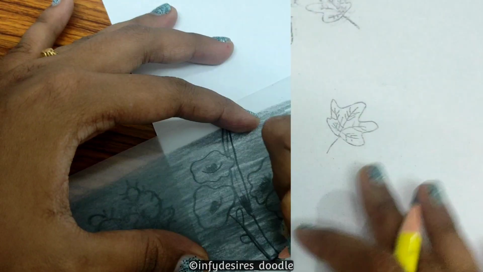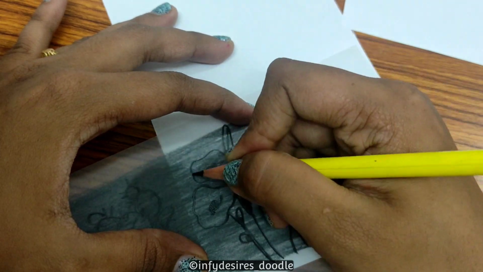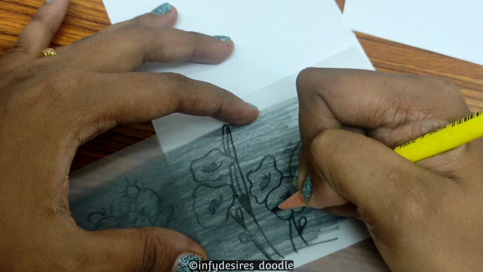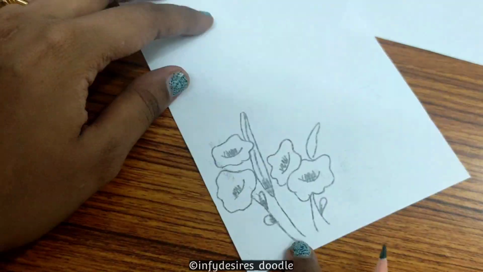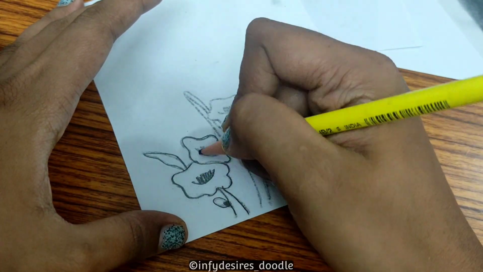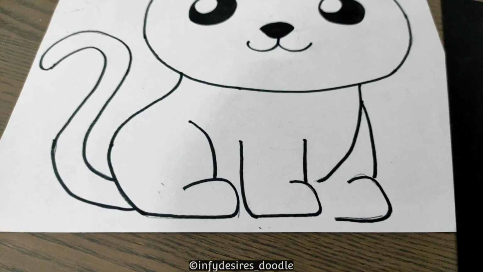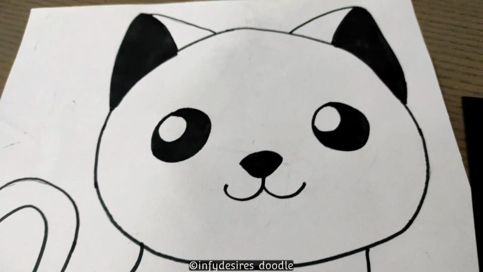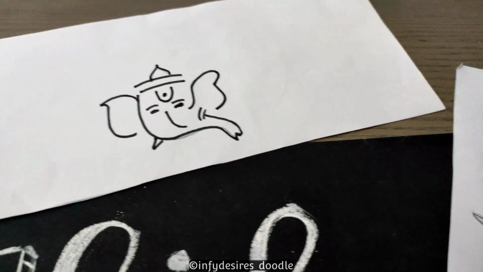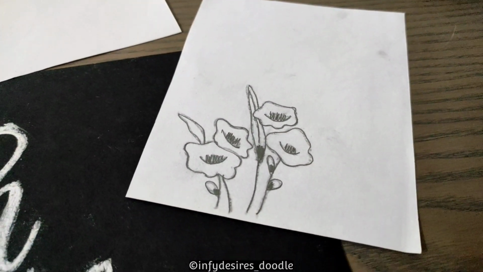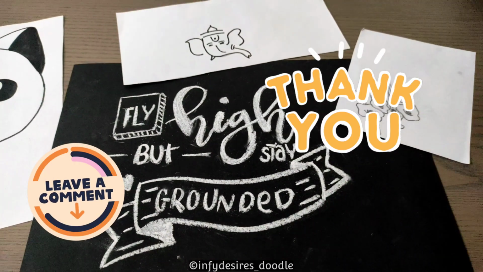So these are the different ways in which you can trace your drawings and make your own little creative artwork using or taking inspiration from different kinds of drawings. I hope you liked this video. These are the 4 different ways in which you can trace your drawings and make your own beautiful artwork. Let me know in the comments which one is your favorite.